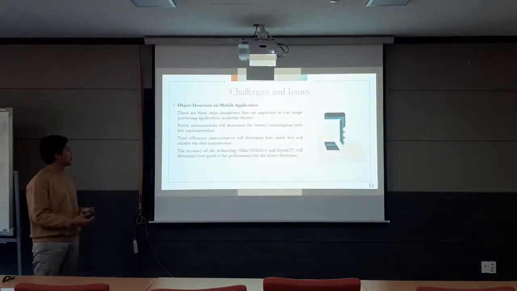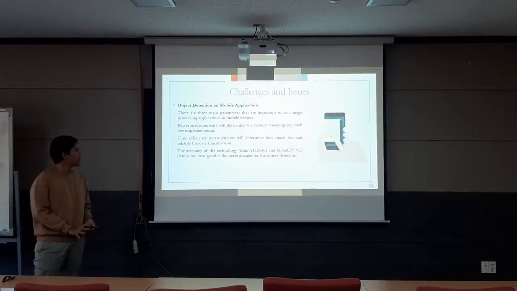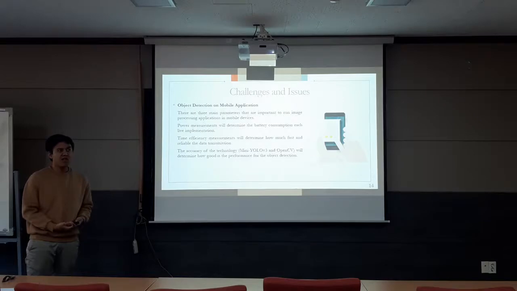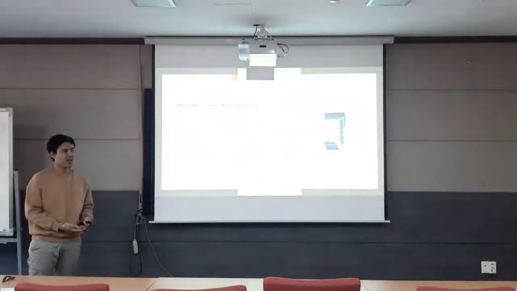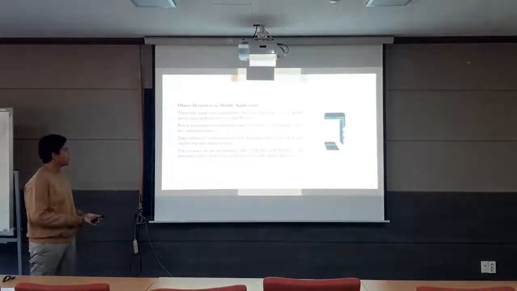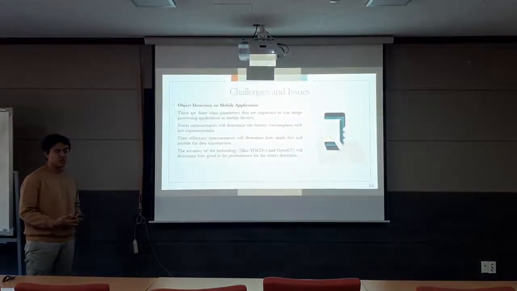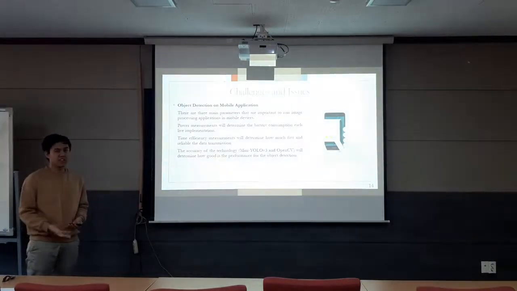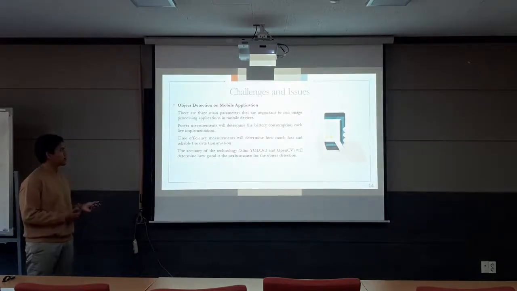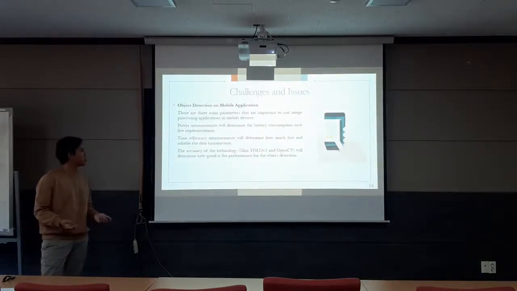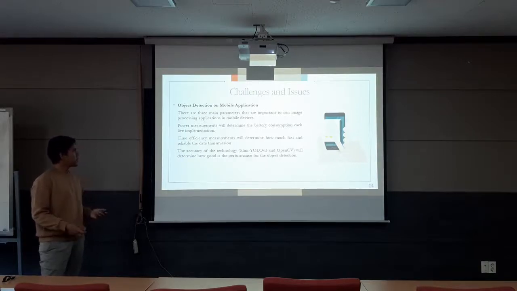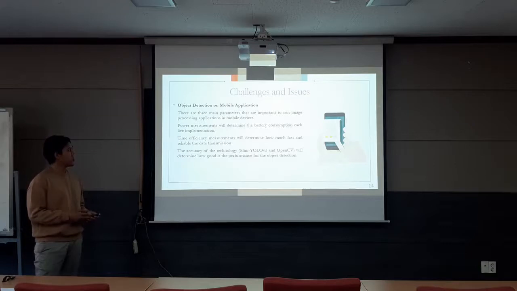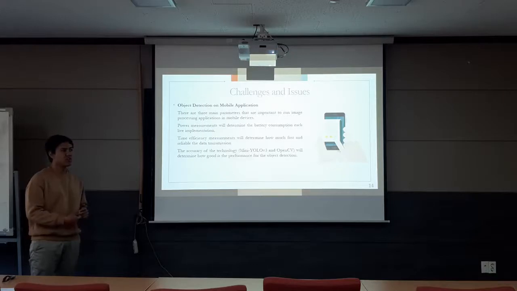Next one is object detection on mobile application. As you know, mobile applications are obviously more limited than a computer environment, and that's why, to make an application for users, we want the application to satisfy the user with its features, right? So there are three main parameters that are important to run the image processing application on mobile devices. First one is power measurement. Power measurement will determine the battery consumption of each live implementation. Of course, users want the application not to drain the battery too much, right?